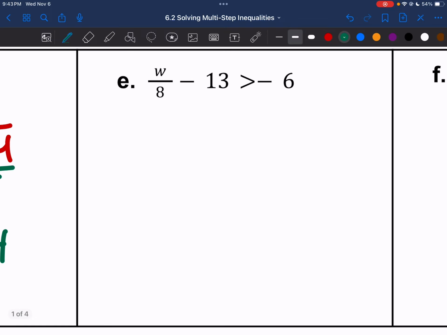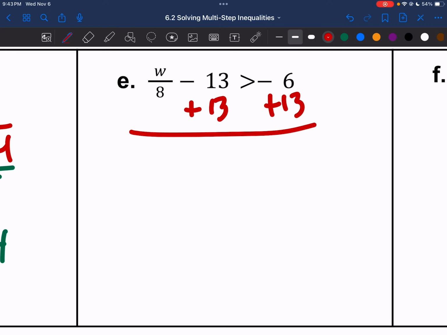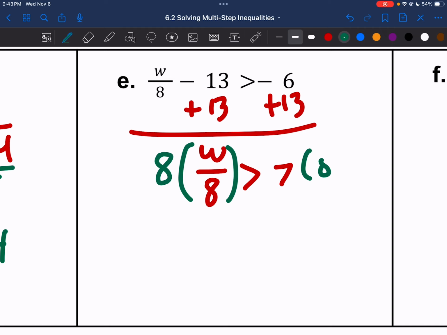Letter E. We have w over 8 minus 13 is greater than negative 6. So we're going to start by adding 13 to both sides of our inequality. We have w over 8 is greater than 7. So my next step then is to multiply both sides by 8. And we get w is greater than 56.